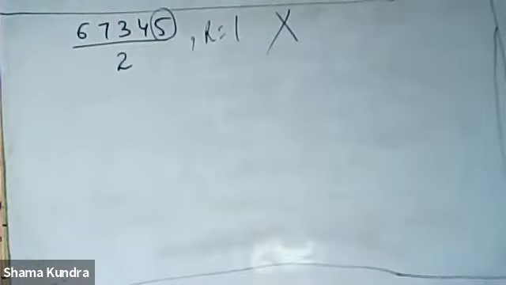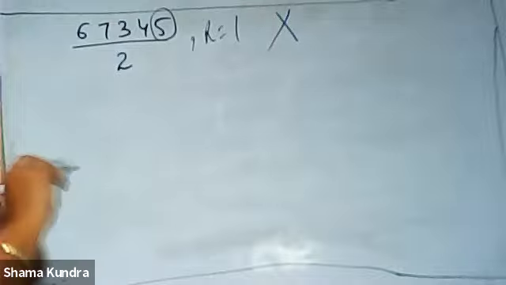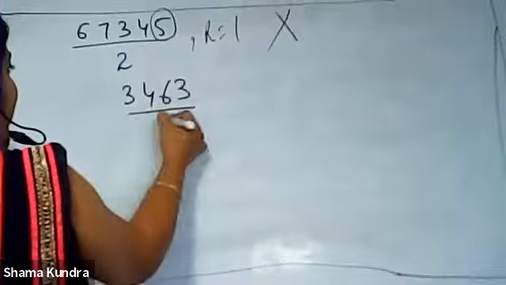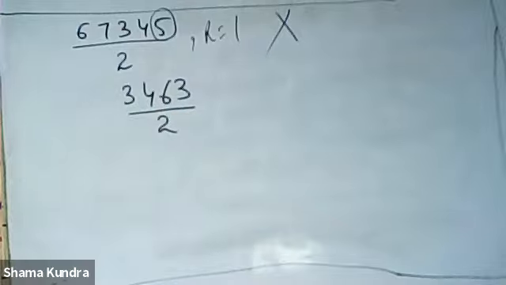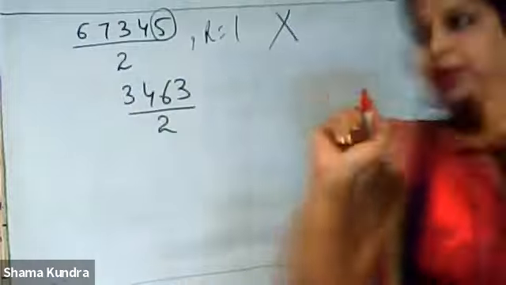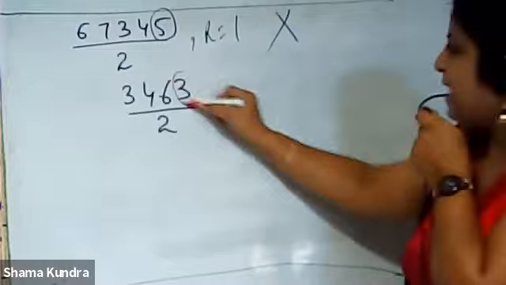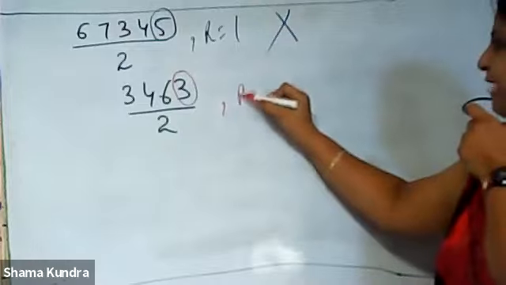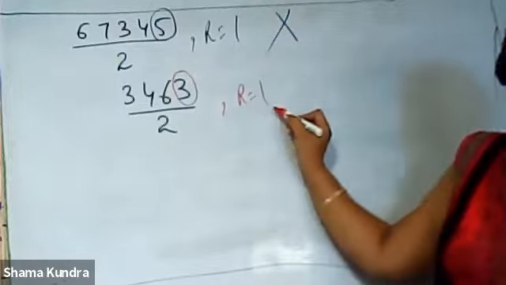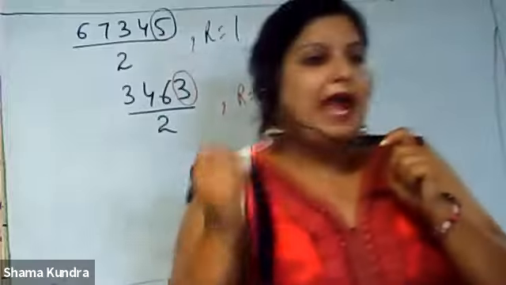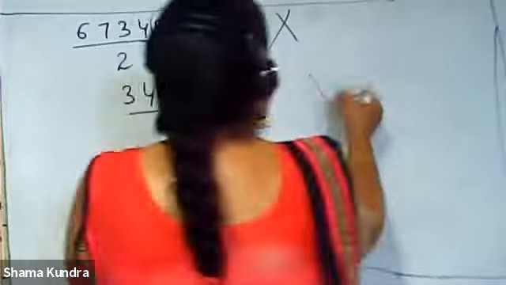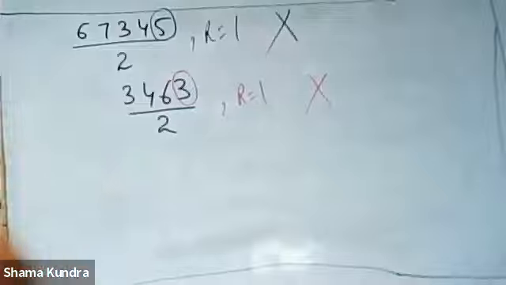See one more example. If I have 3463 divided by 2, for divisibility by 2 I have to take the last digit. I divide this 3 by 2 and get remainder 1. Here the remainder is not 0, so the given number is not divisible by 2.